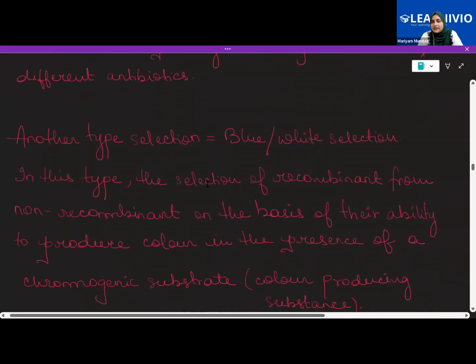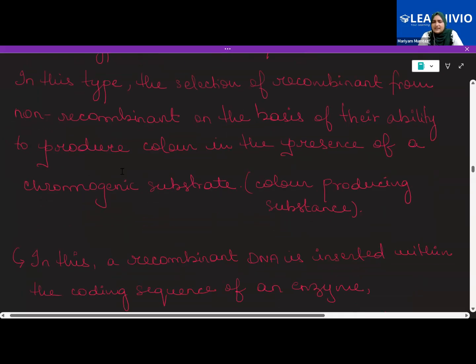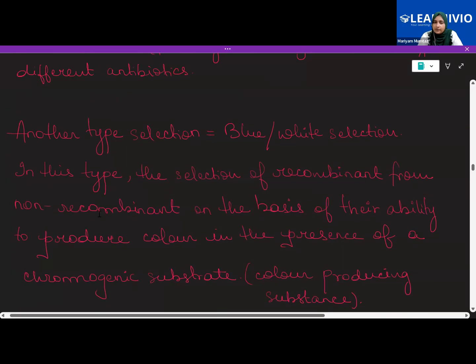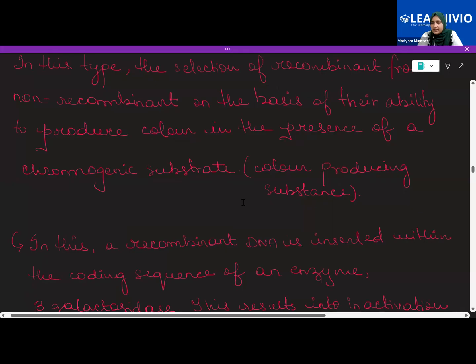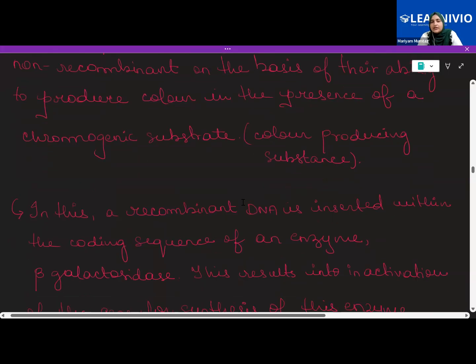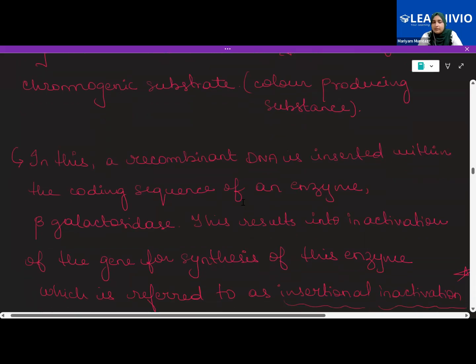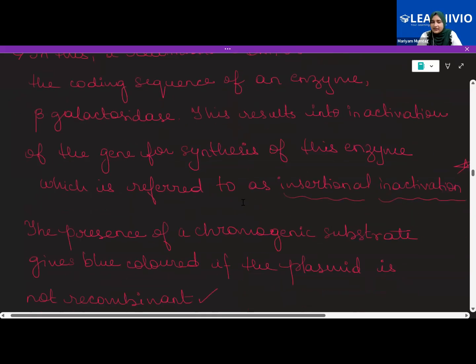So, another type of selection is the blue-white selection, which is also known as the chromogenic selection. Chromogenic means color-producing selection. In this type, the selection of recombinants from non-recombinants is based on their ability to produce a color in the presence of a chromogenic substrate, meaning a substance that produces color. Here, the recombinant DNA is inserted within the coding sequence of an enzyme, beta-galactosidase. Because of this, the beta-galactosidase gets inactivated. This phenomenon again is insertional inactivation.